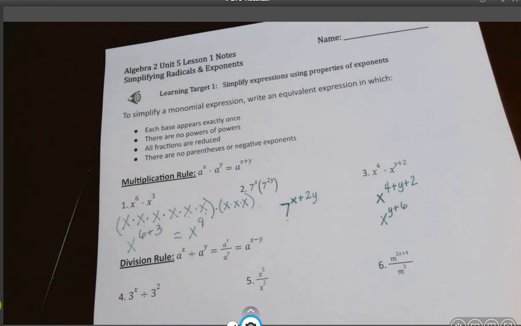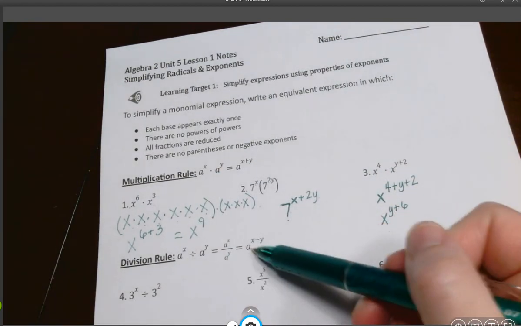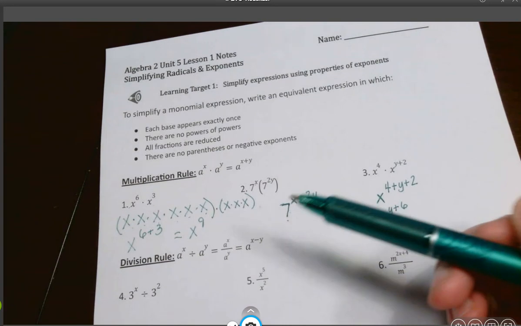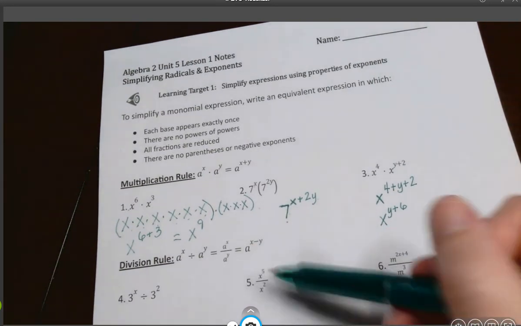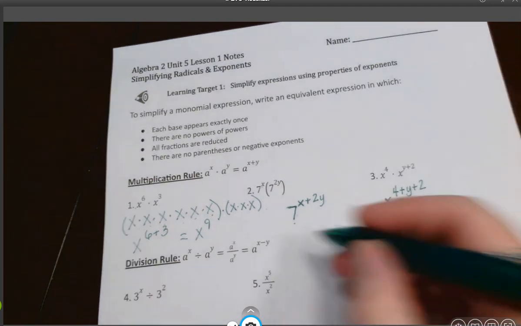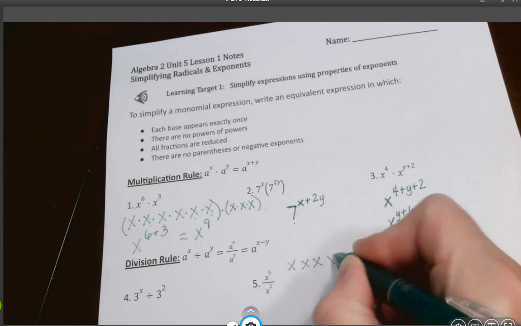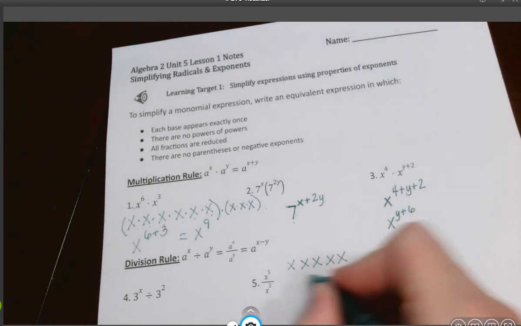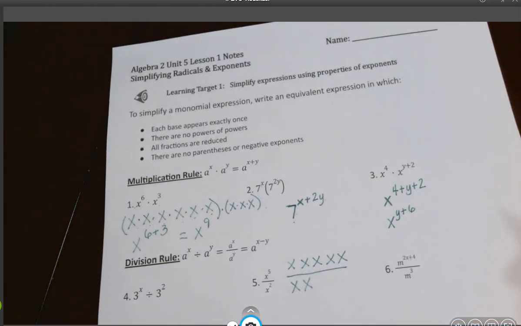All right, so for the division rule, you might have predicted, since when we multiply, we add exponents, when we divide, we subtract exponents, and of course only if they have the same base. Let's look at this example here, number 5. So remember, x to the 5th would be x times itself 5 times, and x squared is x times itself just twice, so 2 x's as factors.